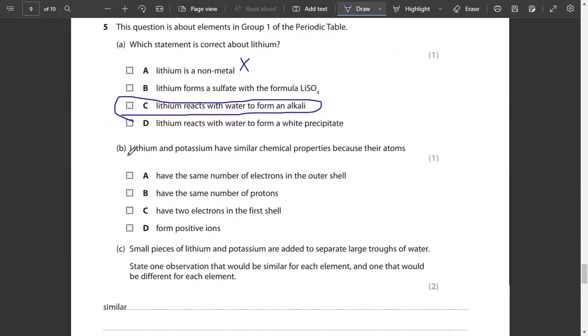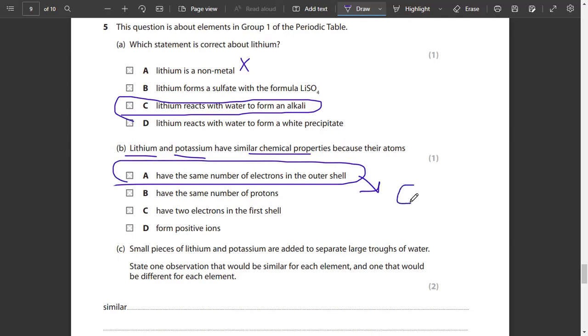Lithium and potassium, both of them are in group number 1. They have similar chemical properties because their atoms' chemical properties किस पे depend करती हैं? On the number of electrons. Physical properties किस पे depend करती हैं? On the mass. So lithium and potassium have similar chemical properties because their atoms have the same number of electrons in their outermost shell, क्योंकि दोनों group number 1 में हैं.